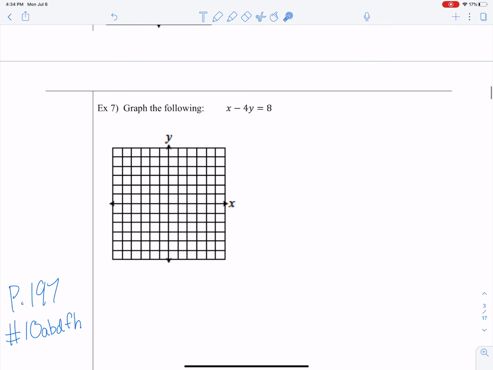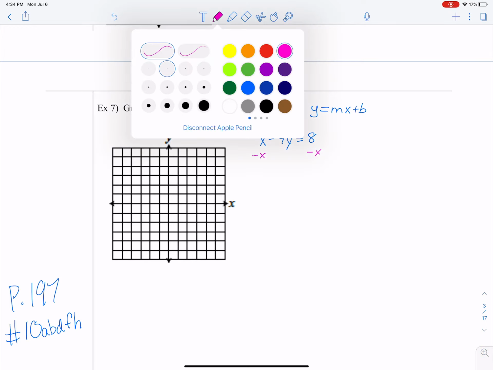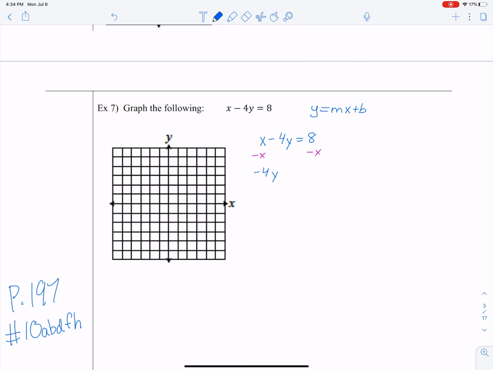You can also graph if you're given standard form and you have an extra step. When you're given standard form, you first have to convert it to slope-intercept form. So we're going to start off with x minus 4y is equal to 8. We need it to look like y is equal to mx plus b. So we're going to move our x over to the other side. So we'll subtract x from both sides. So we get minus 4y is equal to negative x plus 8.